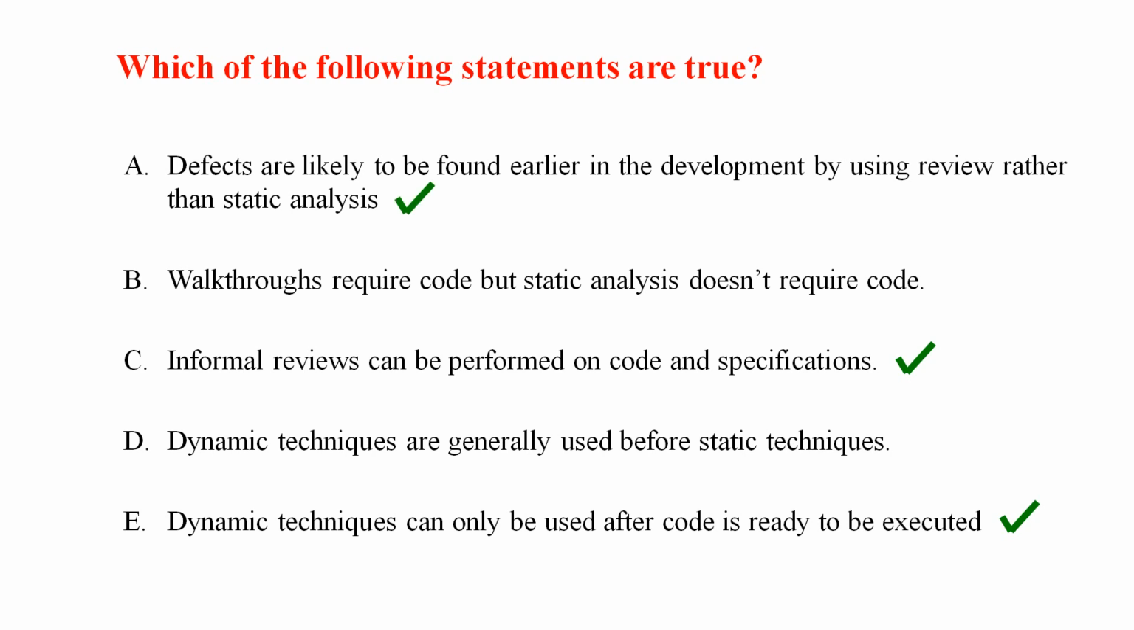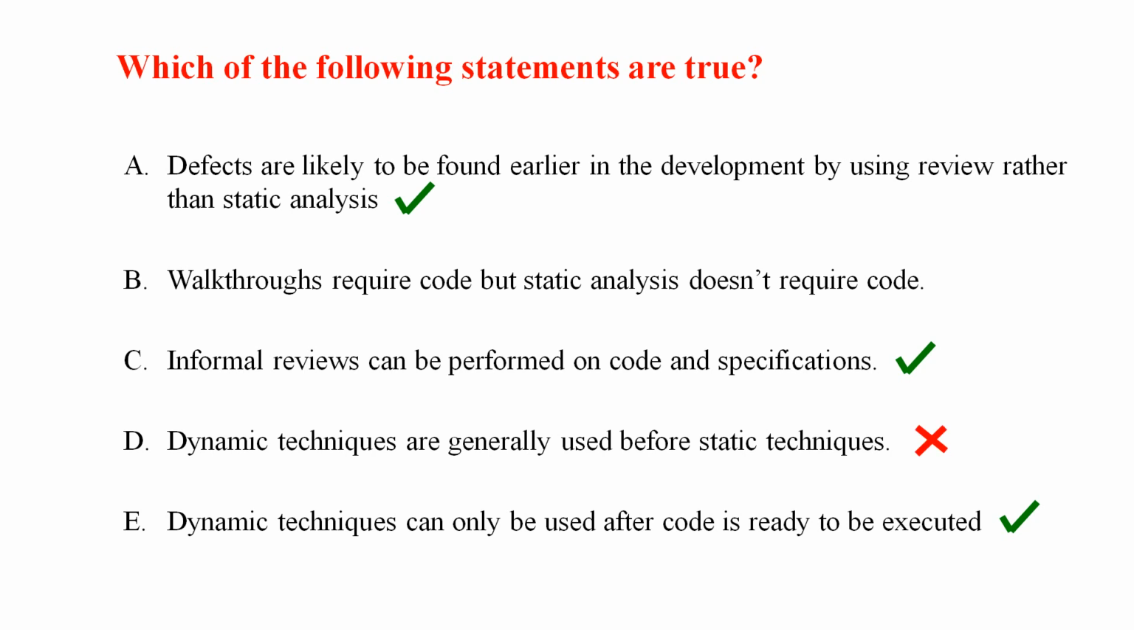Option A. Defects are likely to be found earlier in the development by using the review rather than the static analysis. Right? What is the earlier stage of the development life cycle? Requirements gathering. That is the first stage, the initiation of the project, the starting phase of the project. You have to identify the defects there itself during the review process.